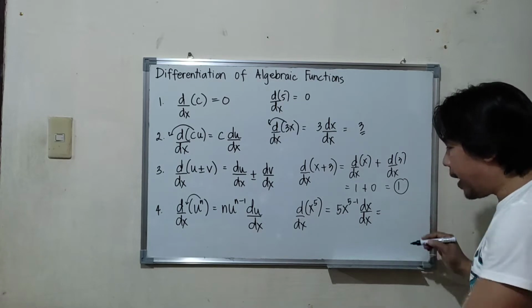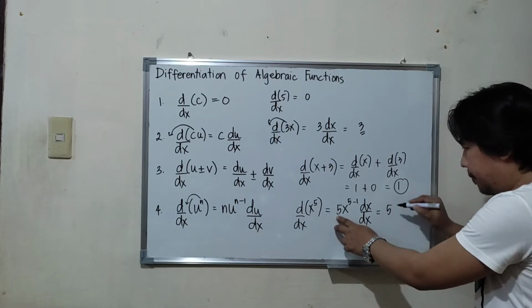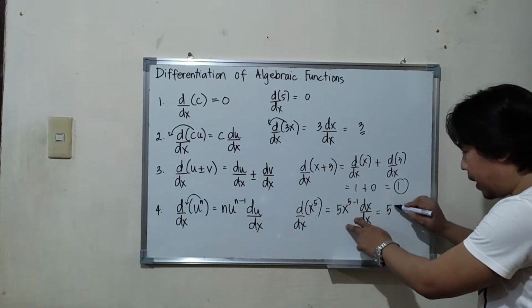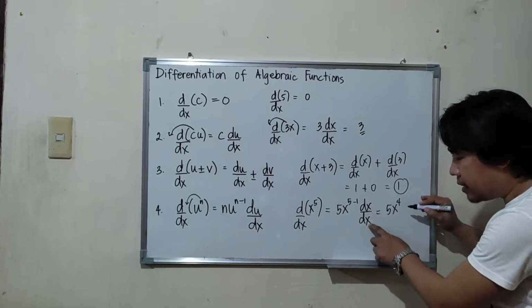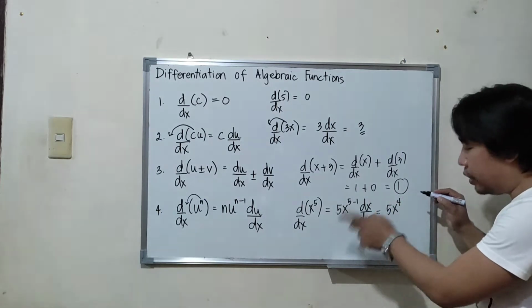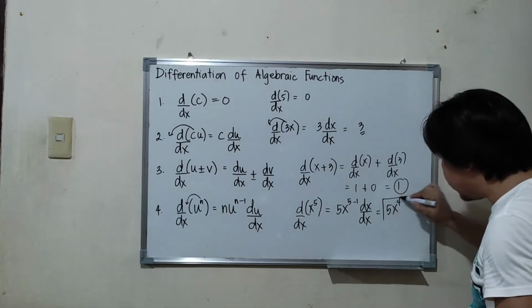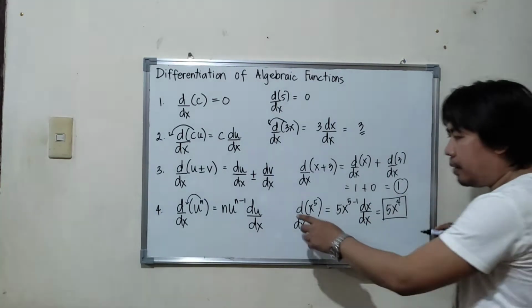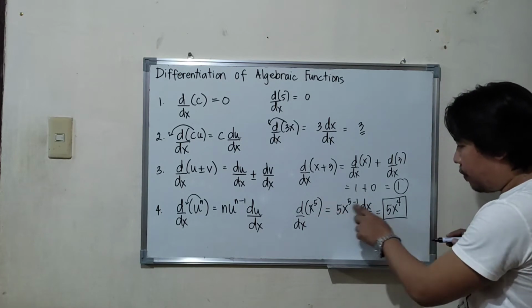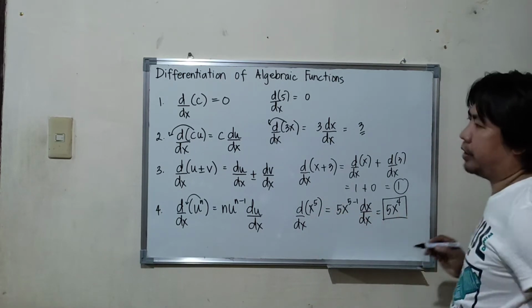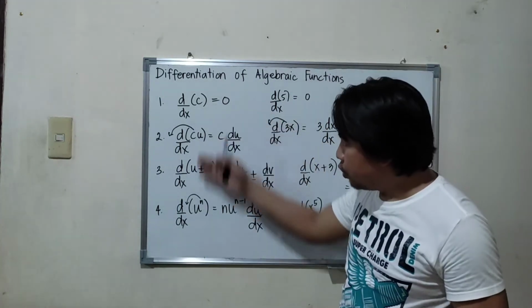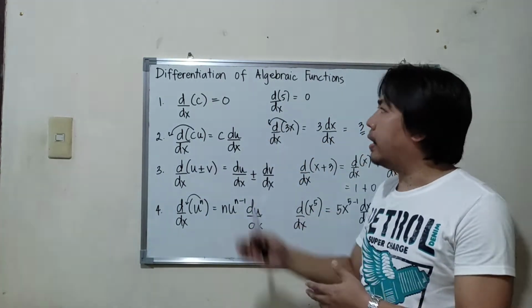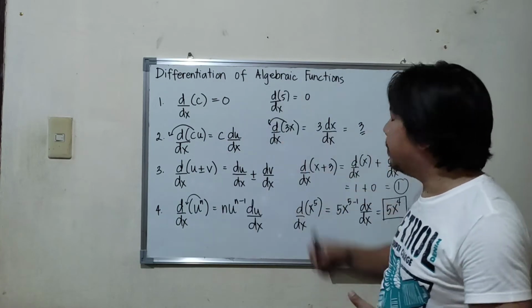So, just simplify. So, we have 5. Then, x to the 5 minus 1. So, that is 4. And then, dx over dx. So, that is equal to 1. So, no need to write 1. So, ito na yung final answer natin. So, derivative of x to the 5th is equal to 5x to the 4th. Okay, so ganun lang kasimple itong first formula ng derivative ng algebraic functions.